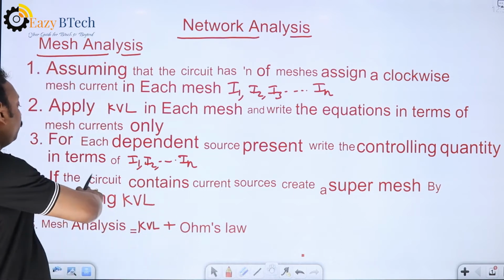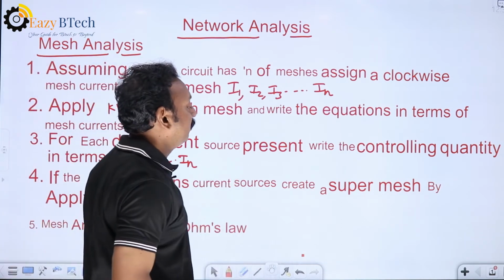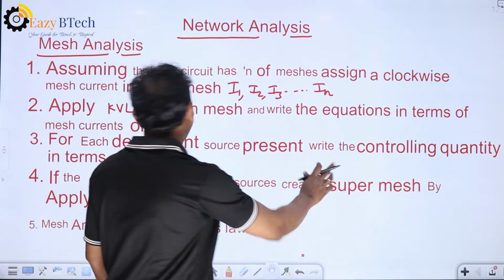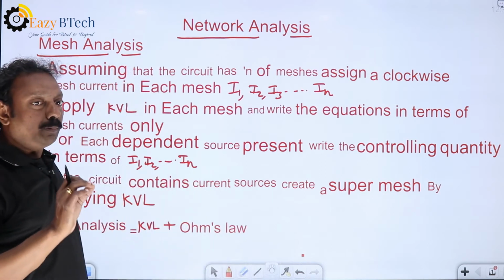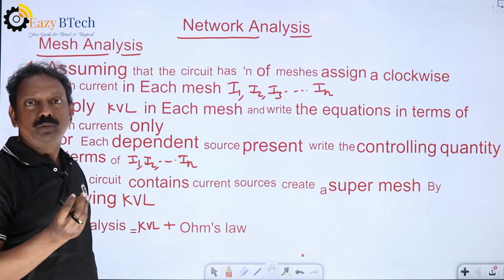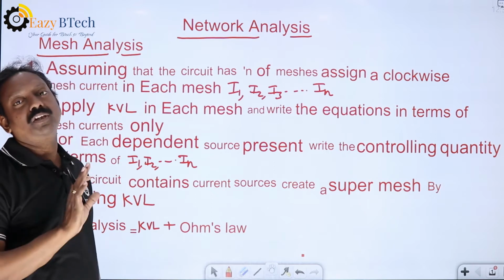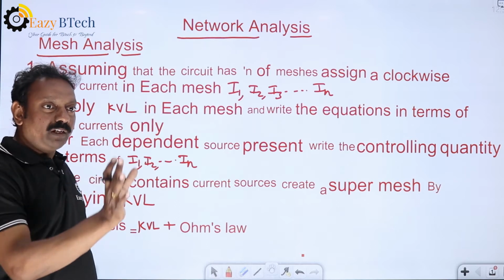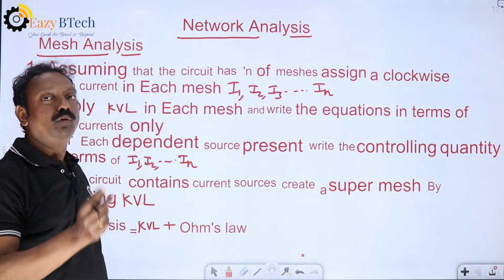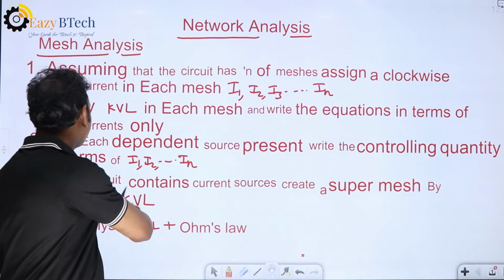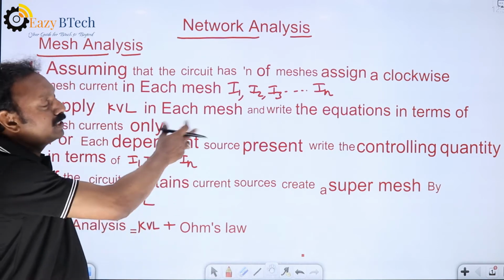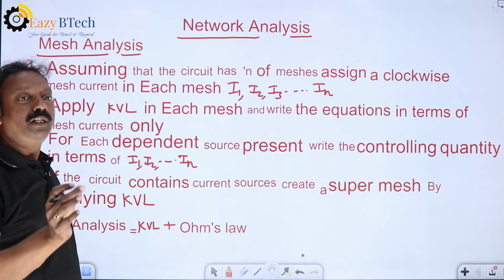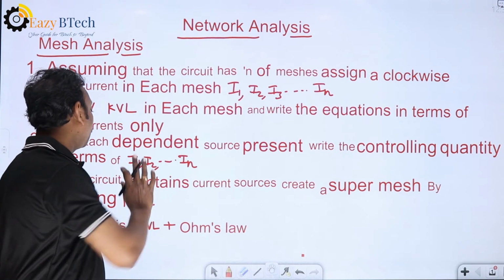Next one, if the circuit contains current sources, create a super mesh by applying KVL. Suppose the current source is present between the two loops, then direct KVL equations are not possible. So first write the common equation, then the two loop equations are reduced into one loop equation only, that is the super mesh equation. How to apply the super mesh equation when a current source is present between the loops, we will discuss in the problem.